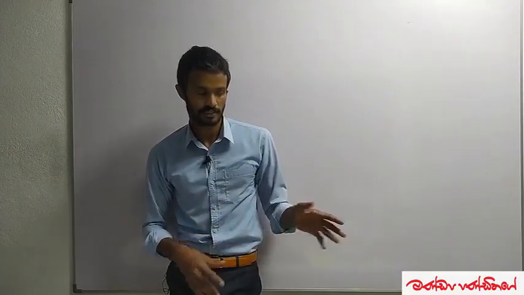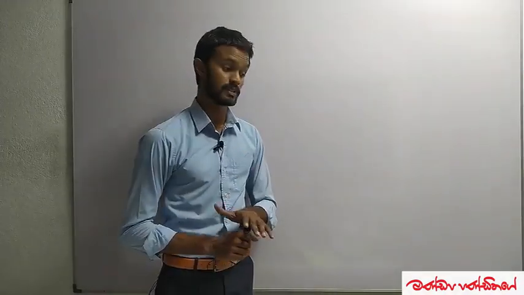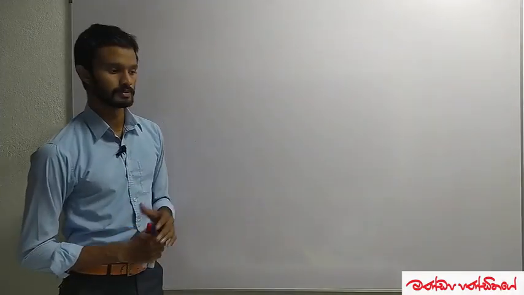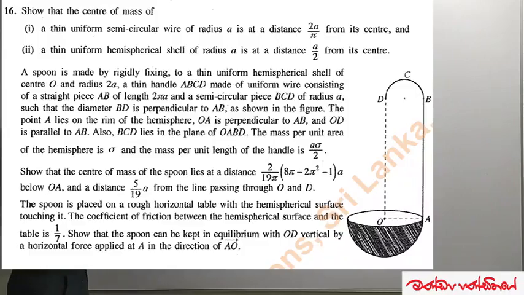I selected this question because in the 2019 paper they have given us an asymmetrical composite object, so I'll be teaching how to find the center of gravity of such an object. Now on the screen you can see the question. If you don't have the question, just pause the video and write it down.